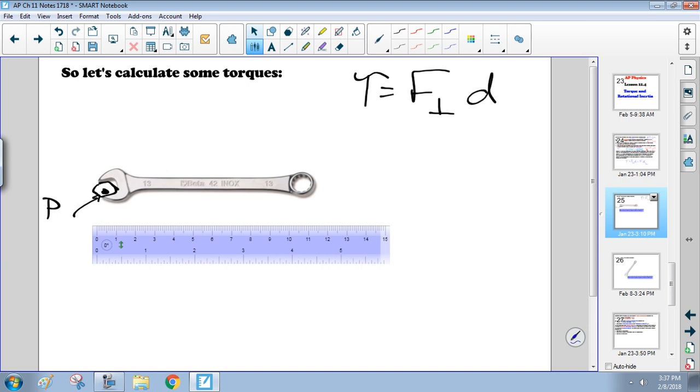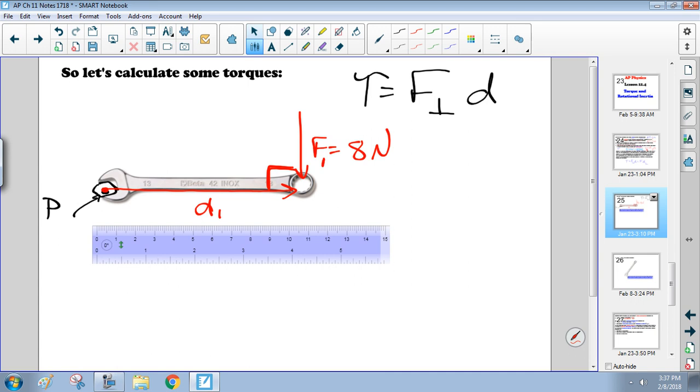Okay? So, suppose I exert a force over here of, I don't know, let's go, 8 newtons, right? Okay? So, for that particular force, we'll call that force 1. For that particular force, the lever arm is the length of the line from your pivot point to where that force is being applied. So this line here would be my lever arm, corresponding to that force.